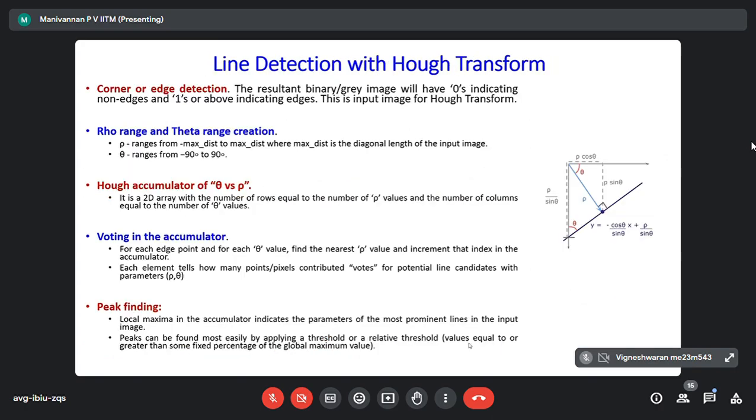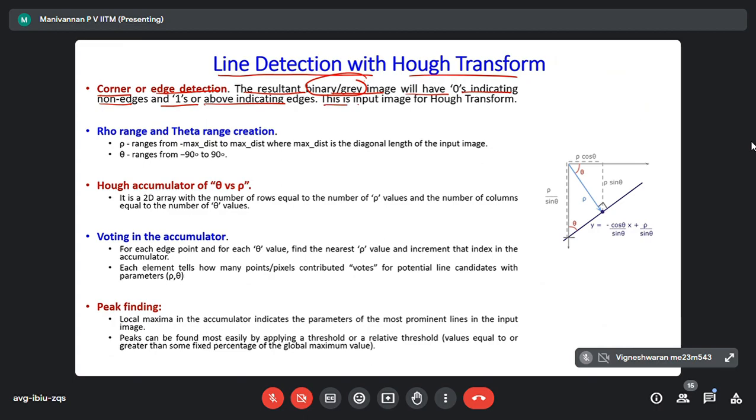So again, to further explain, the line detection by Hough transform, the same thing we are talking about, corner or edge detection. The result of a binary gray image will have zeros indicating non-edge, ones indicating an edge. Correct? Generally, we know in segmentation, wherever an edge is there, that will be represented by 1. Other points will be represented by 0, because we are talking about a binary image. When you do segmentation, finally you will get a binary image with 0 or 1. Wherever an edge point is there, that will be represented by 1. Other points, which are not edges, are represented by 0.